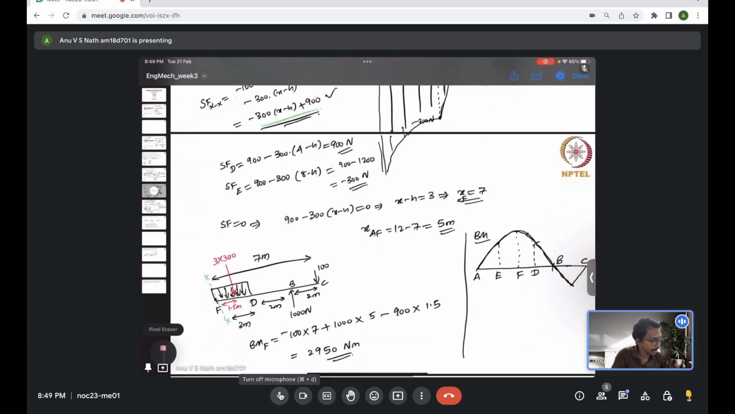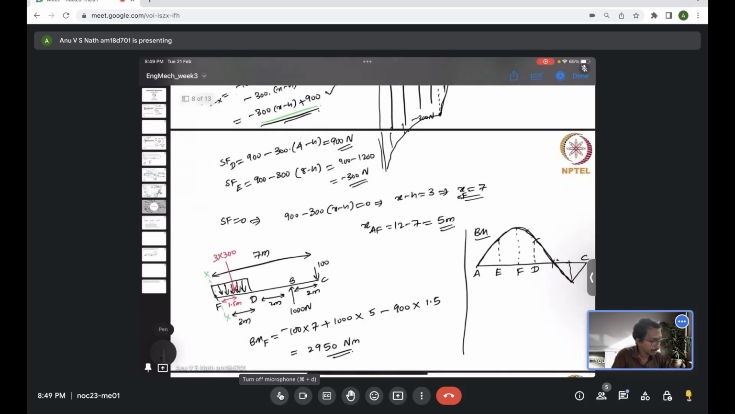Sorry, yeah, this is not D. This is D. D to B it is again linear, and C to B also it is linear. So here it is cubic, here it is quadratic, and then here it is linear. So I hope you can try that yourself. So any doubts?